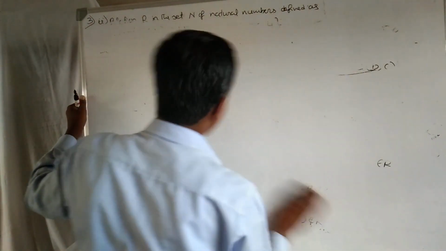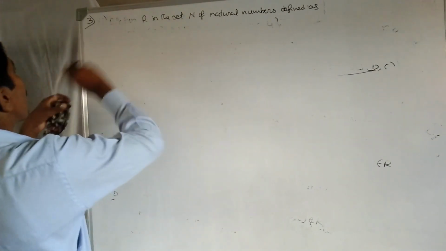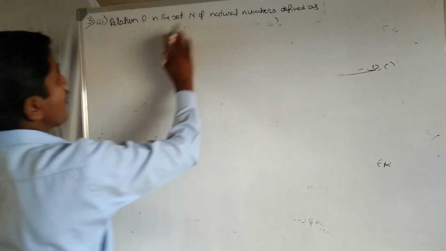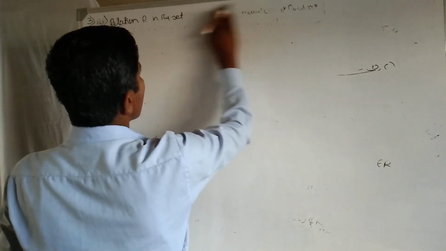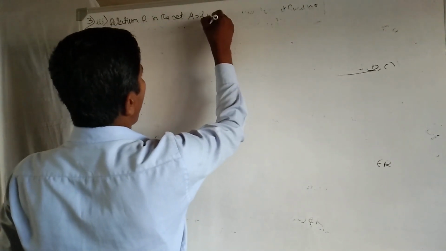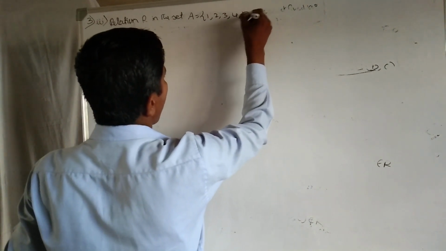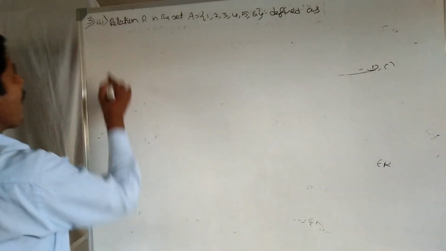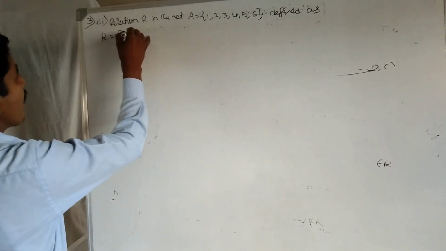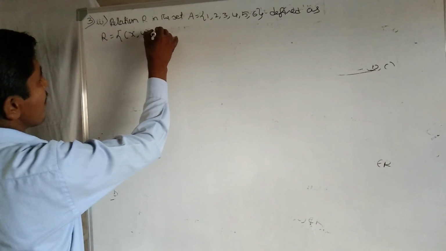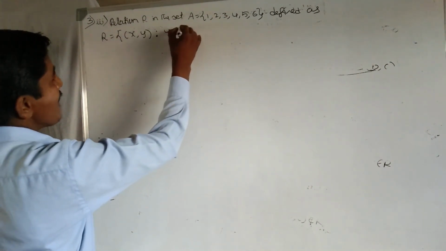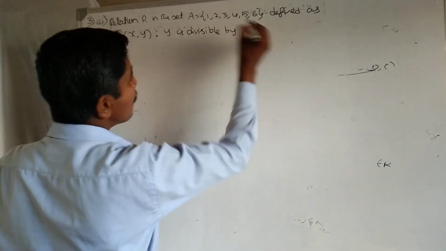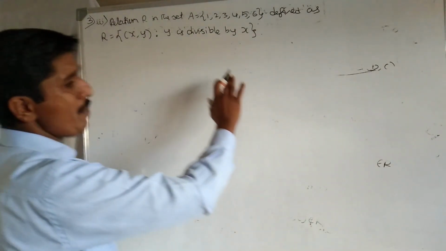Third problem, third one. Relation R in the set A equal to {1, 2, 3, 4, 5, 6} defined as R equal to {(x,y) such that y is divisible by x}. Here we have to verify whether this relation is reflexive, symmetric or transitive.